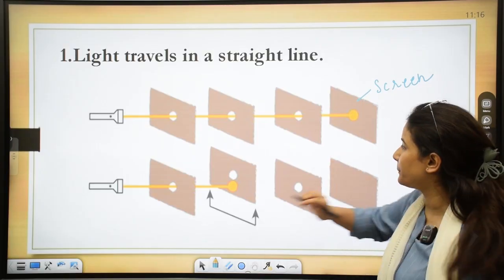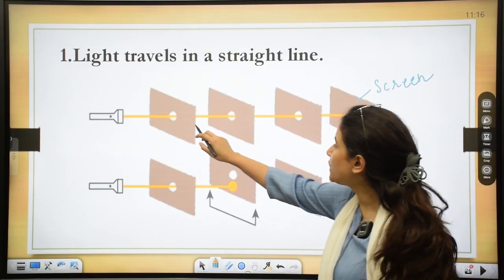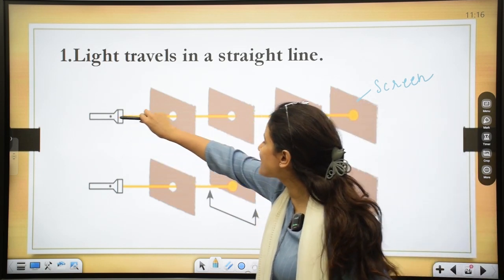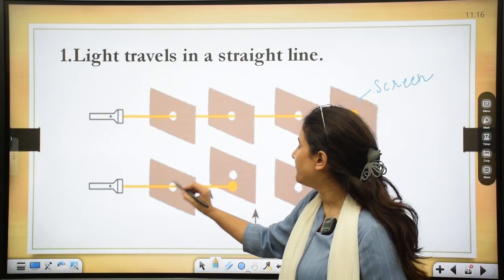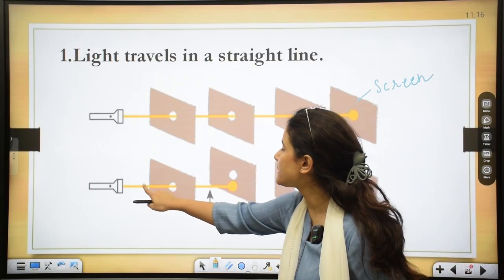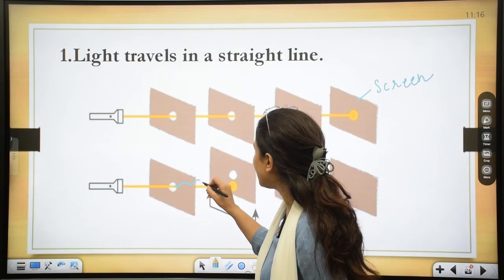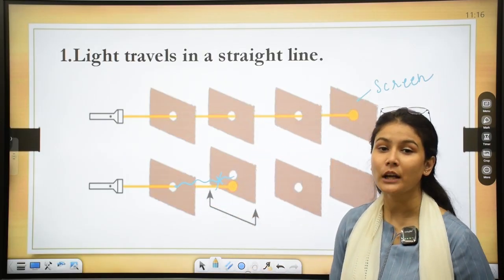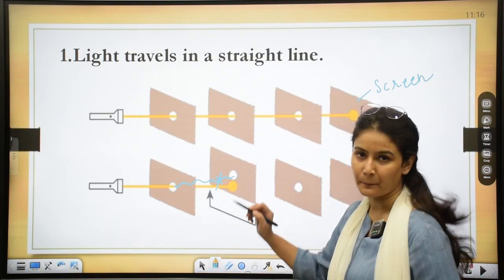Alright, this is a screen. Now once all the holes in the cardboard are aligned, the light from this torch passes straight and reaches the screen. But if one of the cardboards is shifted upwards, light travels from this hole, but it does not reach the screen, because it is not bending. It does not bend. It travels in a straight line, and that is why it stops here.